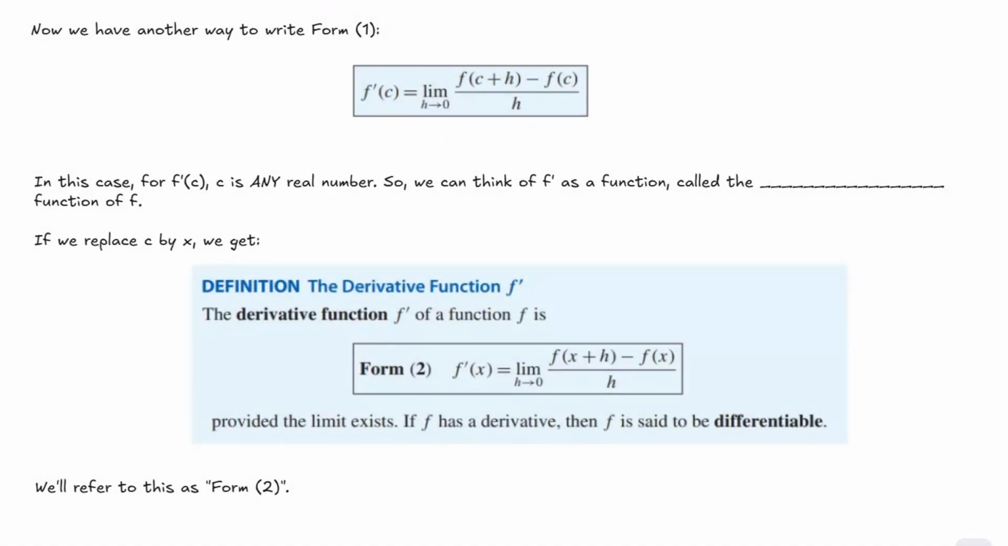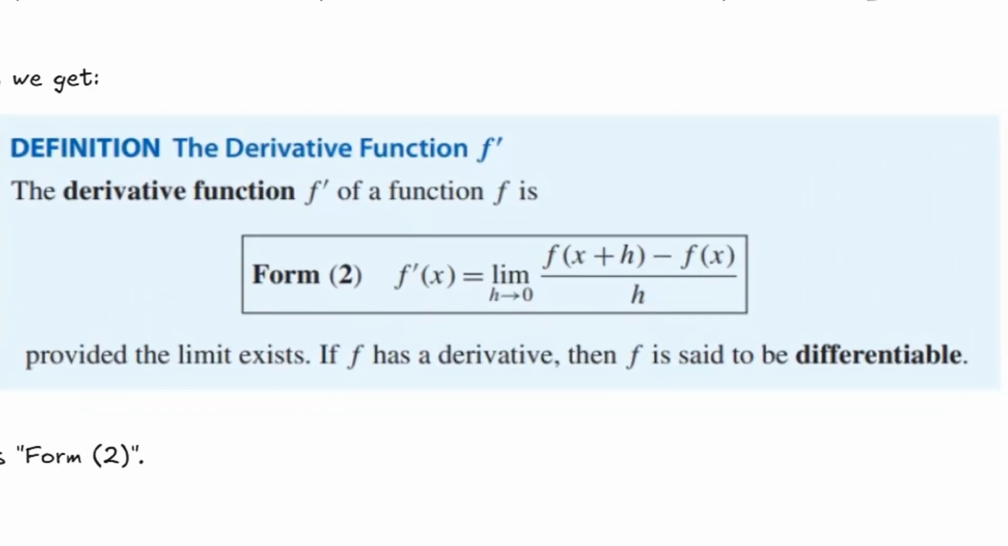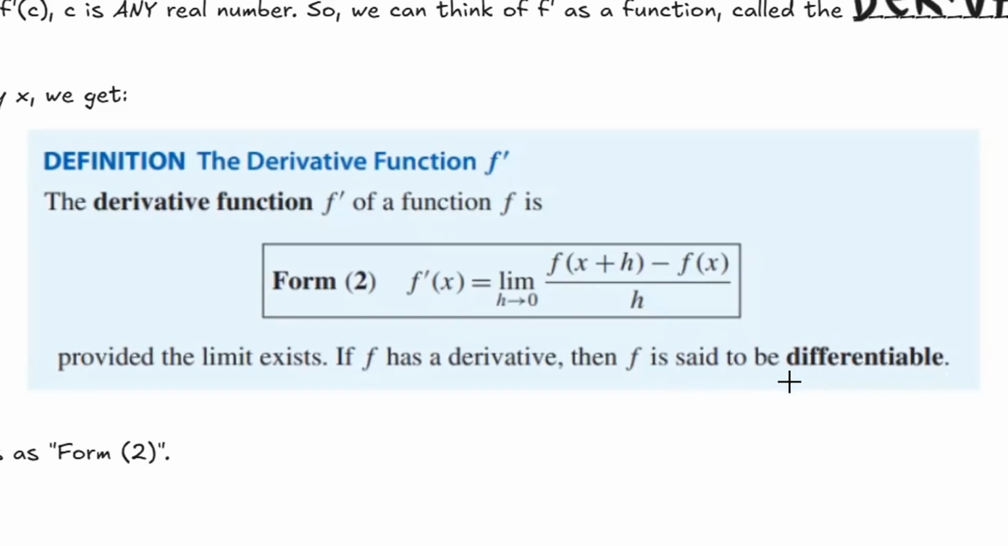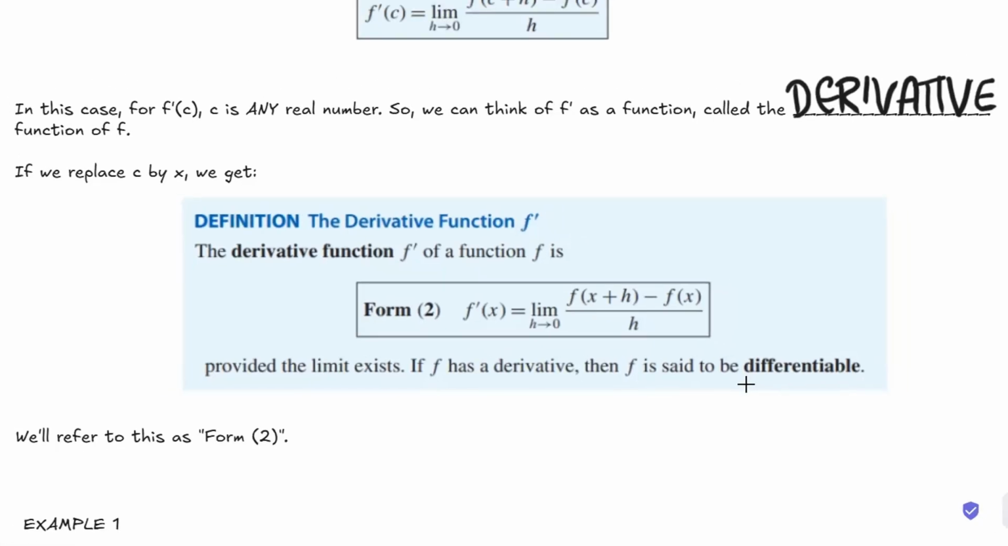Now, in this case, for f prime of c, c is any real number. So we can think of f prime as a function called the derivative function of f. And if we replace c with x, we get the following definition of the derivative function f prime. The derivative function f prime of a function f is f prime of x, and it's the limit of that difference quotient from form 2, provided that limit exists. If f has a derivative, then it's said to be differentiable. And we're going to refer to this as form 2.